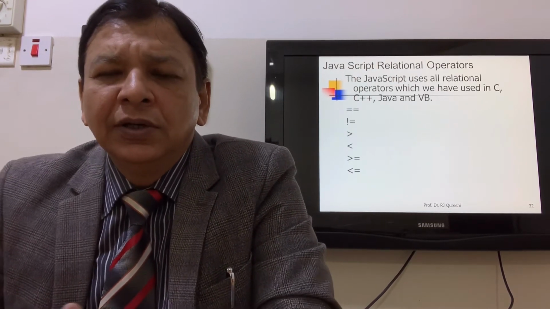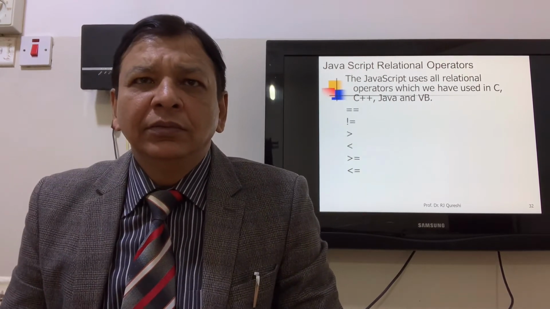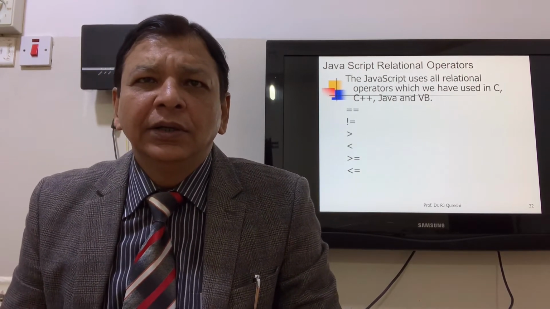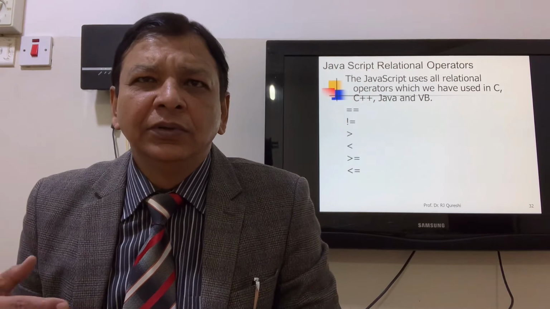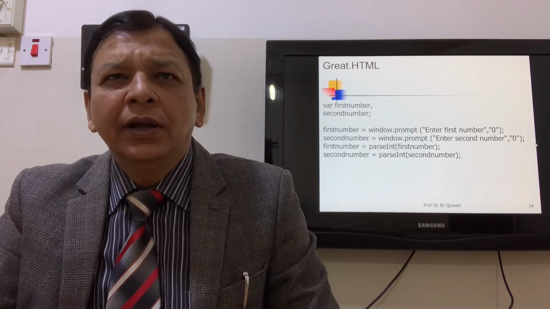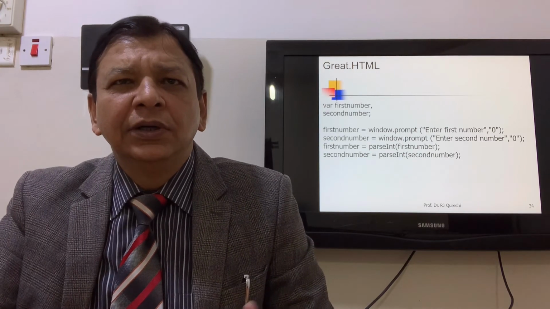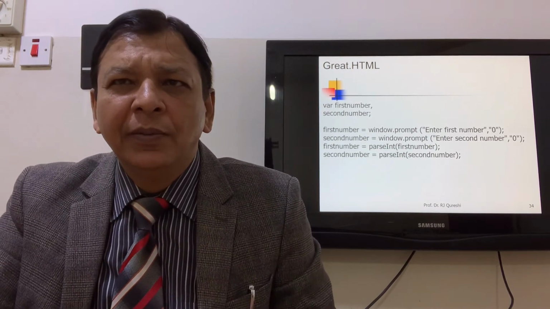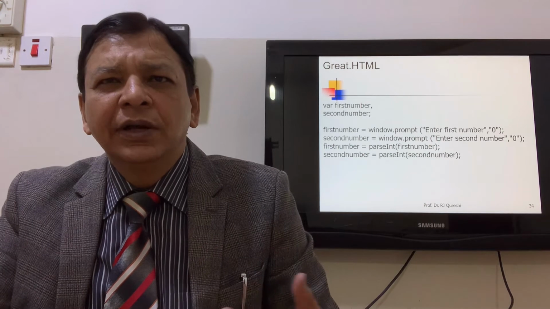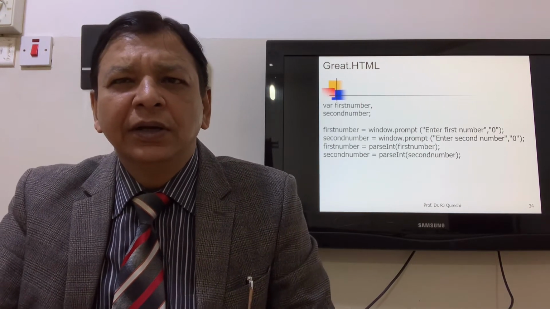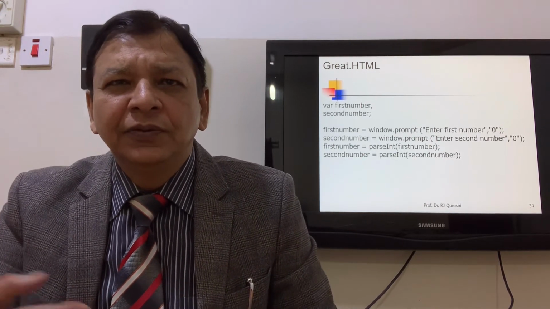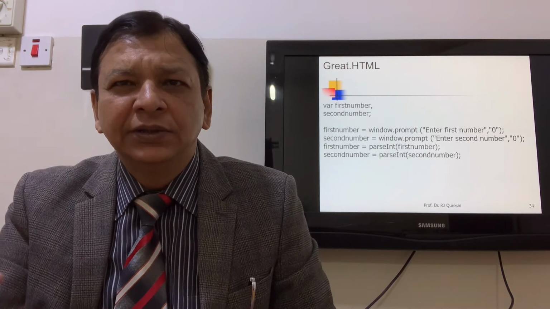JavaScript uses relational operators: equal, not equal, greater than, less than, greater than or equal to, less than or equal to. In grade.html, variables first number, second number. First number is equal to window.prompt, "Enter first number." Second number is window.prompt, "Enter second number." First number is equal to parseInt of first number, second number is equal to parseInt of second number.